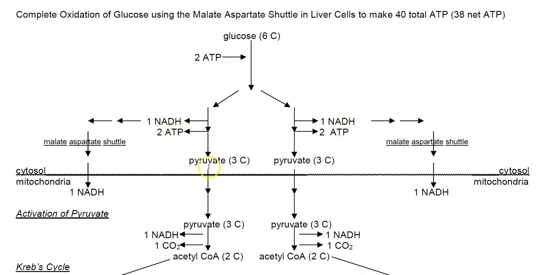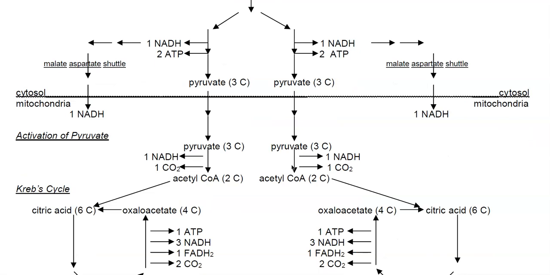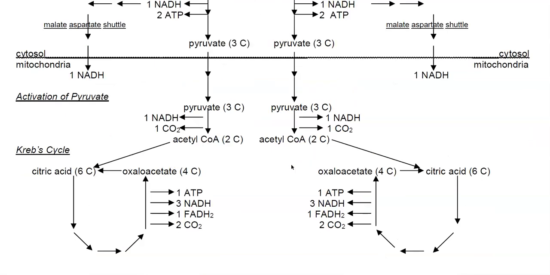And then the pyruvates, the fate of pyruvate depends on the condition of the cell. In anaerobic situations, it'll be converted into lactate. In aerobic situations, it will diffuse into the mitochondria and become activated, becoming acetyl coenzyme A, and then making energy from that. So the second step is activation of pyruvate.